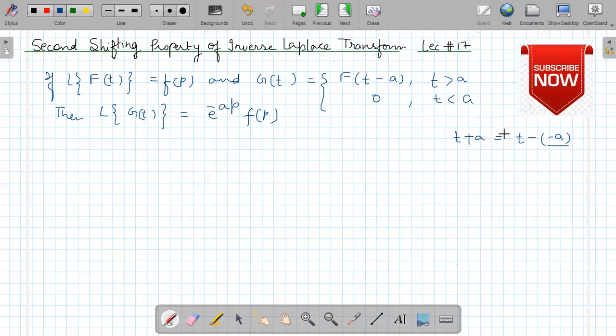Okay. So now state the same property for inverse Laplace transform. So if Laplace inverse of f(p) is equal to f(t), then Laplace inverse of e raised to the power minus ap f(p) is equal to g(t).